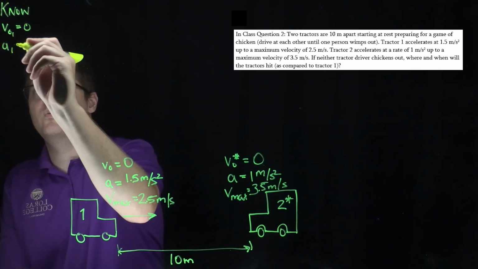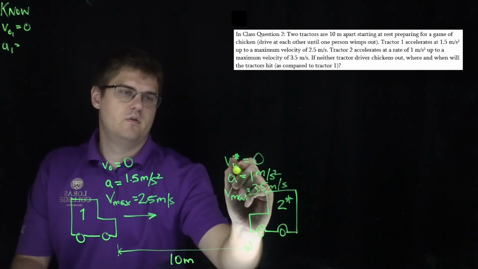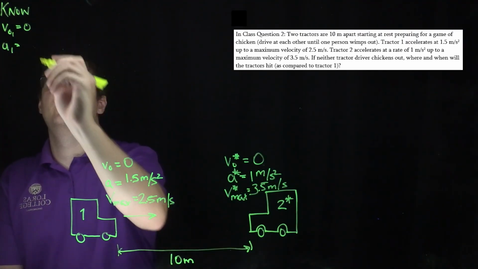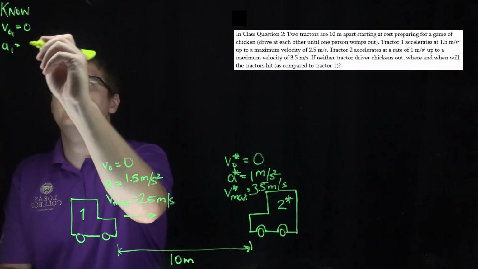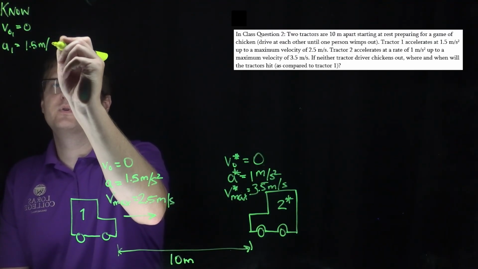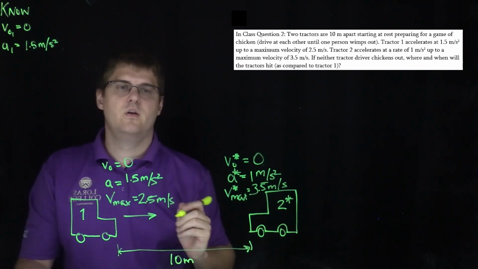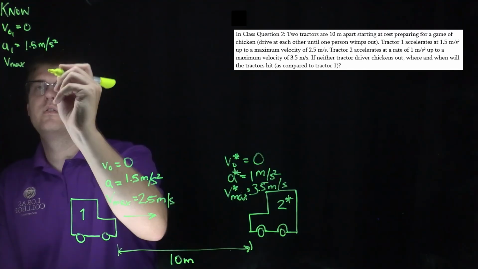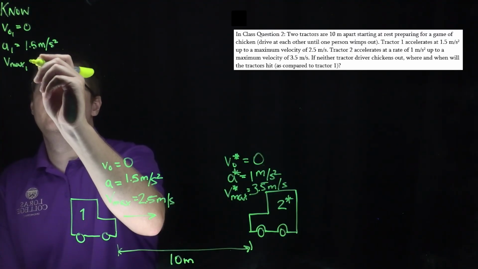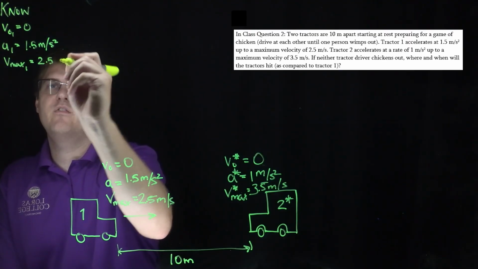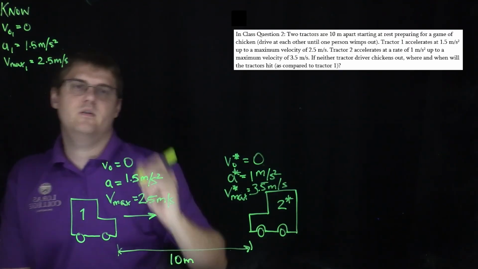Acceleration of tractor 1, I'm going to double up. I'm going to have the star and the 1, which is the better way to put it, is 1.5 meters per second squared. Velocity max of tractor 1 is going to be equal to 2.5 meters per second.